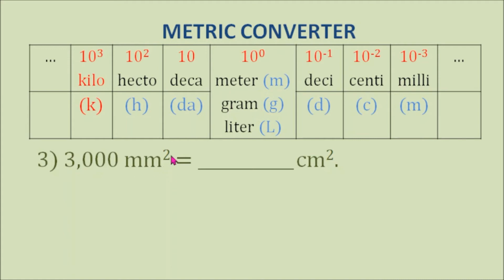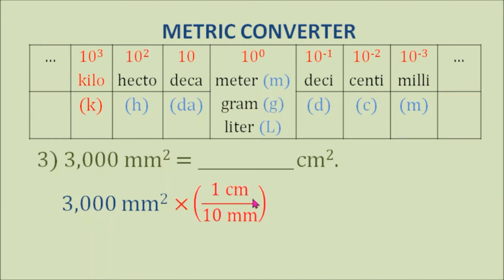Example number 3. 3,000 millimeters squared equals how many centimeters squared? Again, we are going to multiply 3000 millimeters squared by a conversion ratio, and from our metric converter, 1 centimeter equals 10 millimeters. So we are going to make a fraction that shows millimeter on the denominator, and that's 1 cm over 10 millimeters. Then we are going to square this conversion ratio. This exponent 2 is for both the numerator and the denominator.